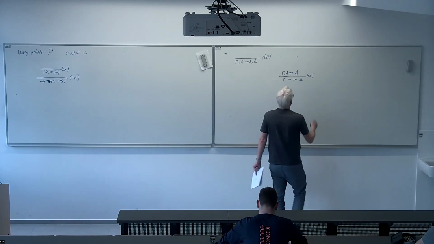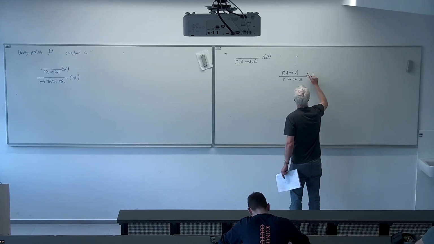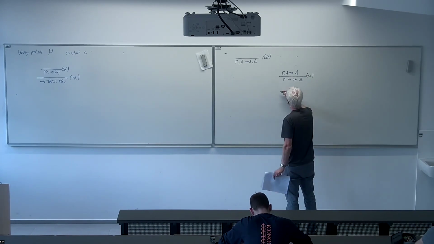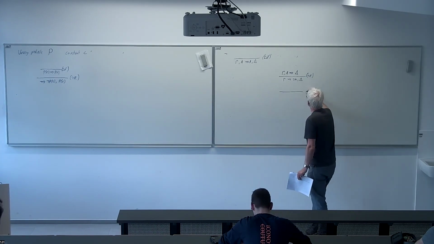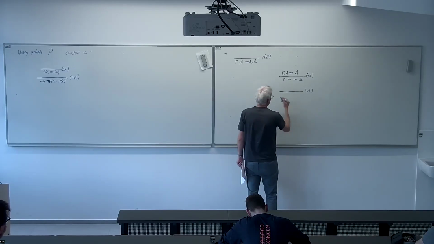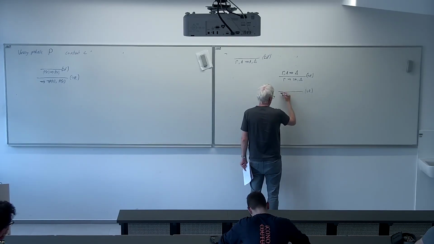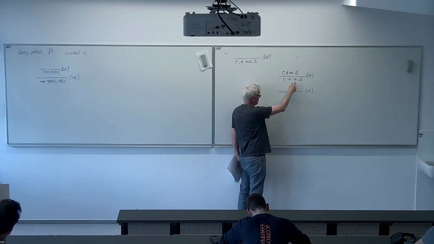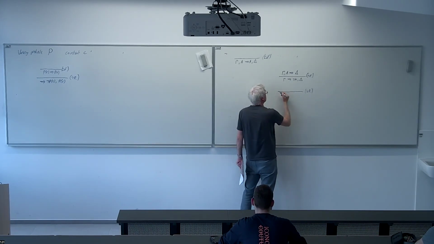And now we're going to apply a rule, disjunction on the right. And disjunction on the right allows us to prove a sequent that has a disjunction on the right-hand side of the sequent symbol.